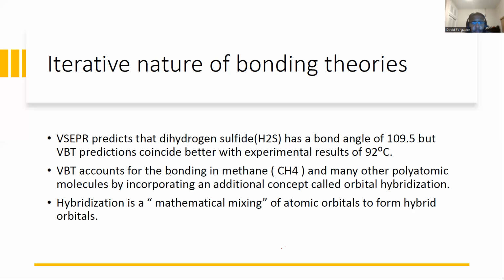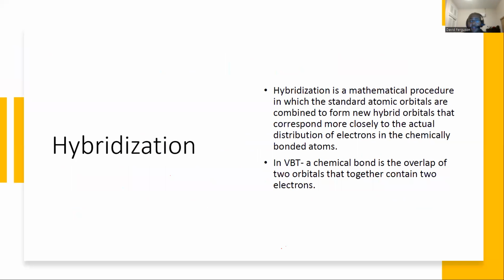VBT accounts for the bonding of methane and other polyatomic molecules by incorporating an additional concept called orbital hybridization. Hybridization is the mathematical mixing of atomic orbitals to form hybrid orbitals. This is where you get these ideas of spdf, or sp2, sp, sp3d, sp3d2.